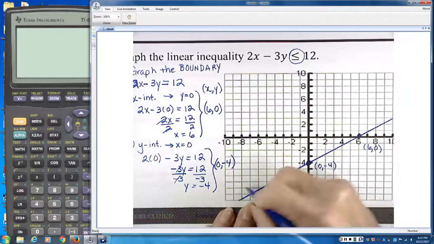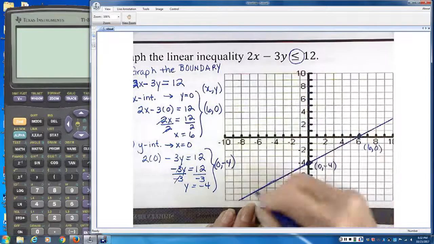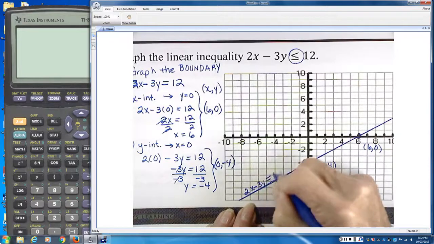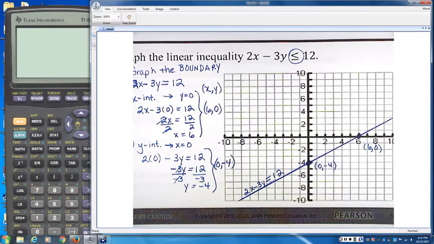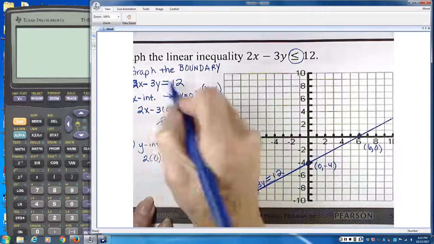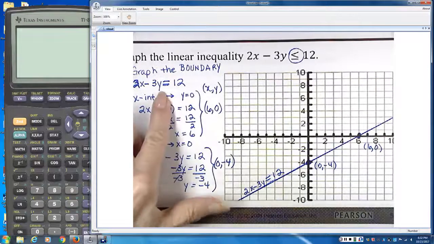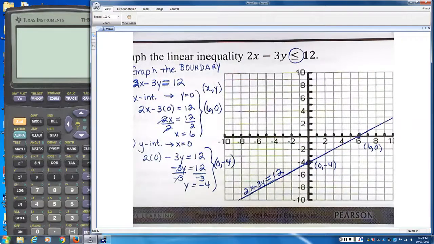And your boundary line, you always go back to this: 2x minus 3y equals 12. Yeah, it's actually the equals. It's always going to be equals. You're graphing the boundary, and the boundary is always a linear equation. Okay? Now, we've graphed the linear equation. Now we need to solve the linear inequality.